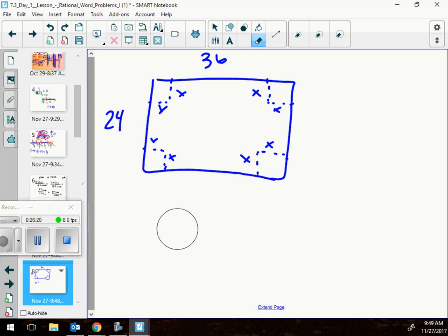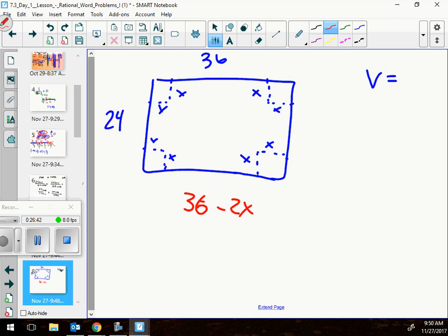So far, I have kind of done the drawing and the labeling of the diagram, but I really haven't done a great job because once it's all folded up, its dimensions aren't 36 and 24 anymore, right? Once it's all folded up, it's 36 minus what? 2x on this side. That's how long this side is. And this side is 24 minus 2x.